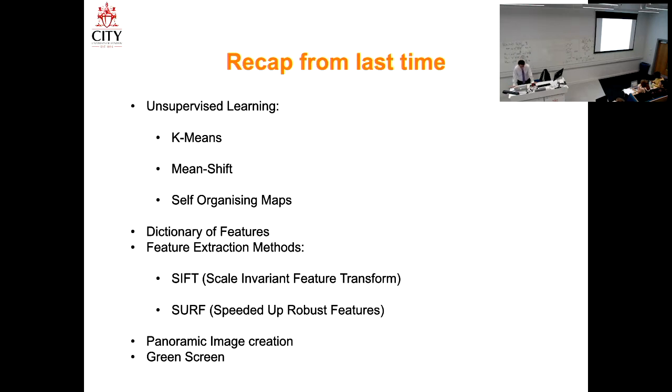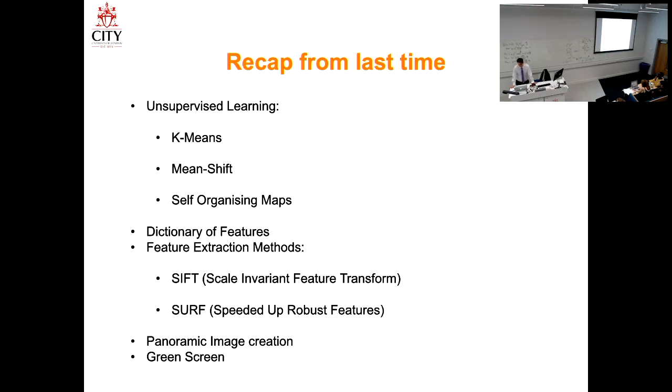Last week we talked about unsupervised learning, k-means, mean shift, self-organizing maps, and we said what a dictionary of features is. And we learned what SIFT and SURF are, how we can extract more complex features from images, which would be more meaningful, more useful, and more robust to the variations that we have in our environment. We had an example of a green screen.